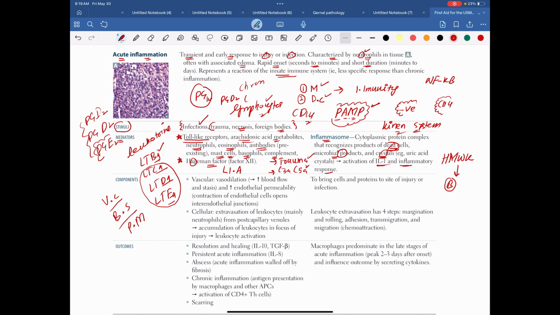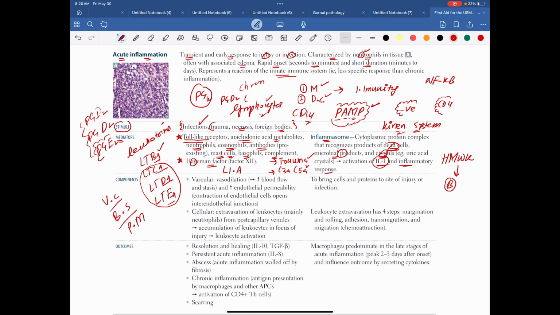So again, let's take a quick review. What is the function of inflammasome? Before studying the function, what is inflammasome? Inflammasome is a protein complex which is present in the cytoplasm. So what is the function? Basically, it recognizes the products of dead cells, microbial products and crystals, and after the recognition, it leads to activation of interleukin 1 and the inflammatory response. So that's all about the inflammasome.